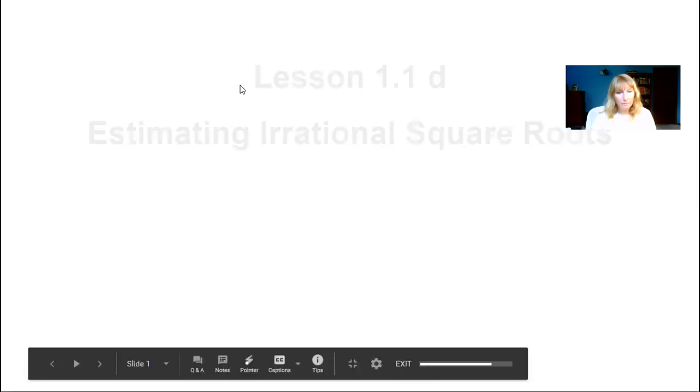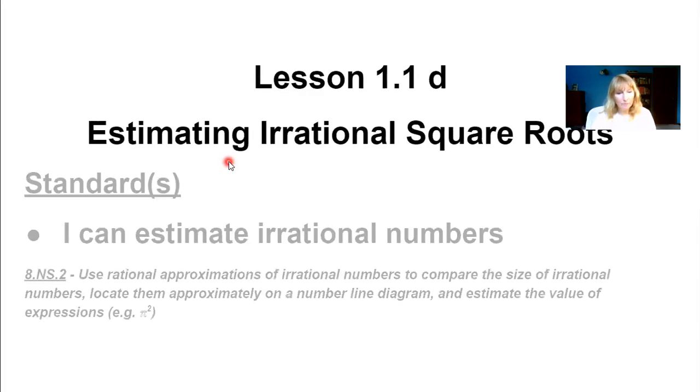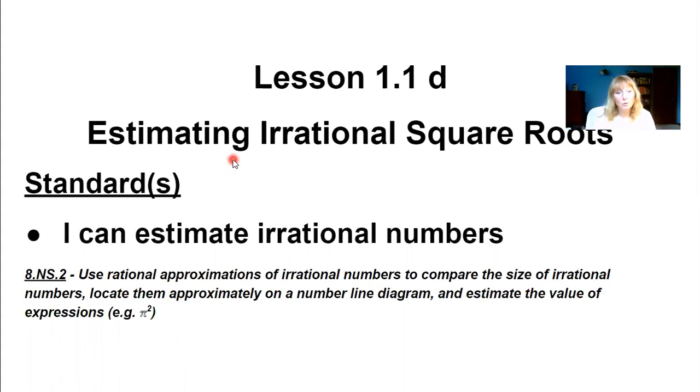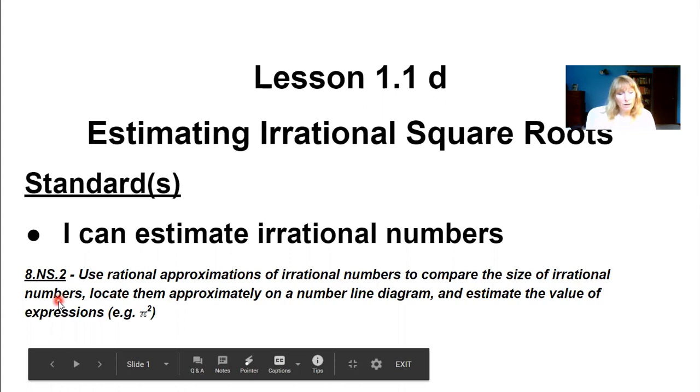This will be lesson 1.1D, estimating irrational square roots. Okay, we will be working from the standard, estimating irrational square roots. The standard is going to be 8.NS.2: Use rational approximations of irrational numbers to compare the size of irrational numbers, locate them approximately on a number line diagram, and estimate the value of expressions, for example, pi squared.